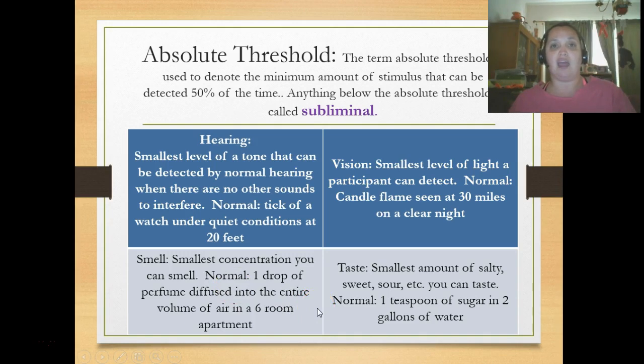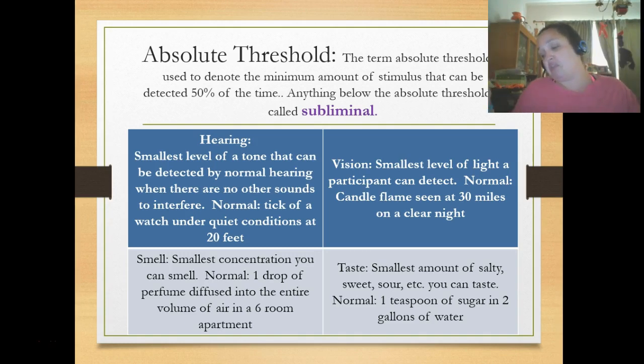If I take a bottle of perfume and I spill it on the carpet, you're probably going to smell that. But if I take one drop of perfume and I spray it and it goes into the volume of air in a 6-room apartment, that should be the smallest amount of perfume that I might notice. And again, 50% of the time I'll notice. And then taste, the smallest amount of salty, sweet, sour you could taste. Normally it is a teaspoon of sugar in 2 gallons of water.